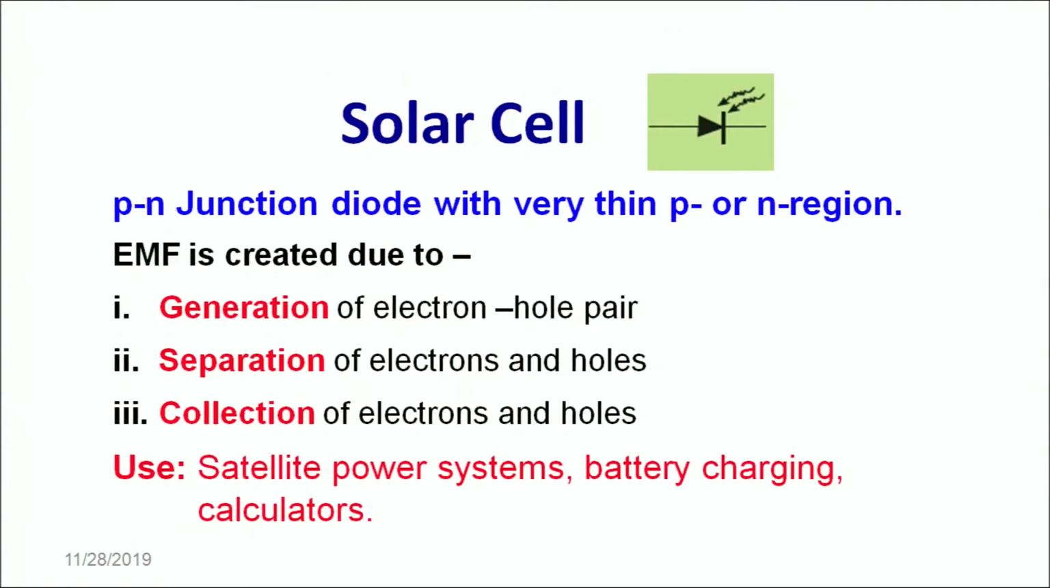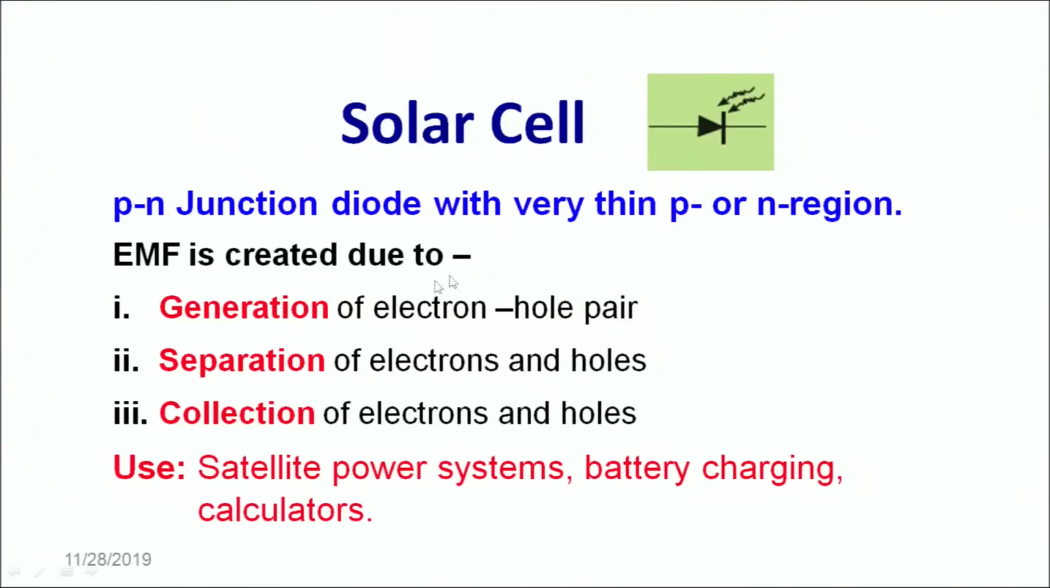Let's talk about the fourth kind of diode, which is a solar cell. A solar cell is a special kind of a photodiode. Basically, a solar cell absorbs solar energy and it gives rise to electric current. It's a great renewable source to give out current using solar energy. A solar cell is basically a PN junction diode with a very thin P or N region.